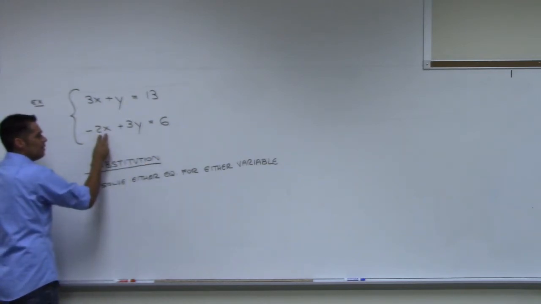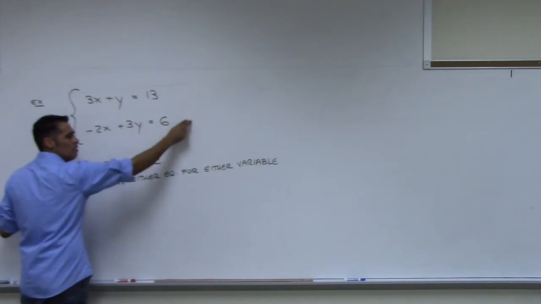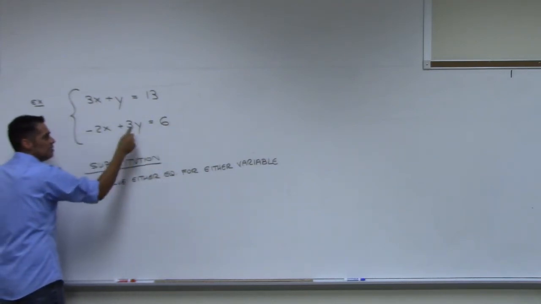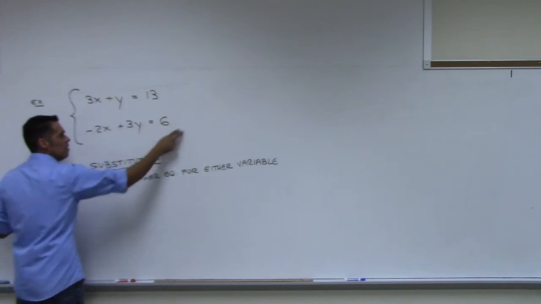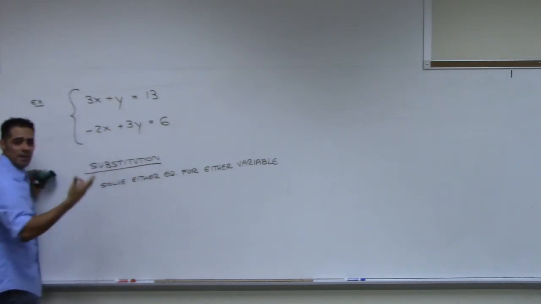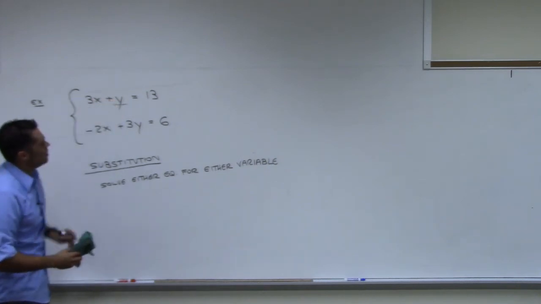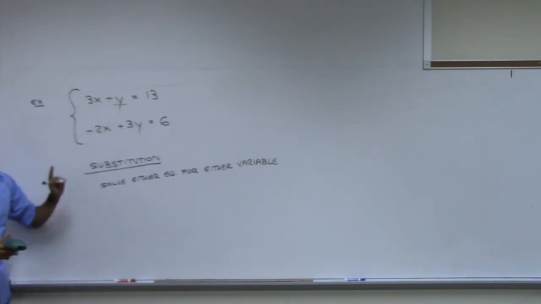How about this second equation? Solving this one for x would require moving that over and then dividing by -2. I don't feel like doing that. Solving for y, move this over and then divide by 3. I don't feel like doing that. So it seems to me like the best candidate for us is to solve the first equation for the variable y.